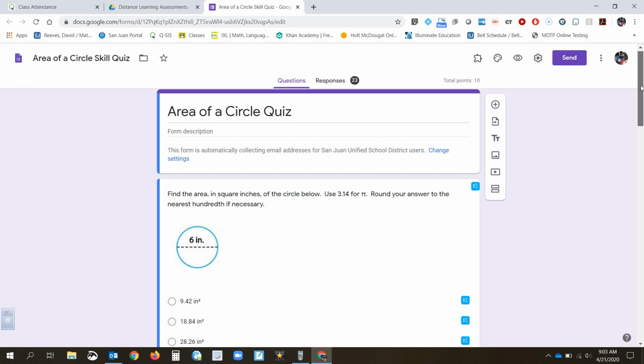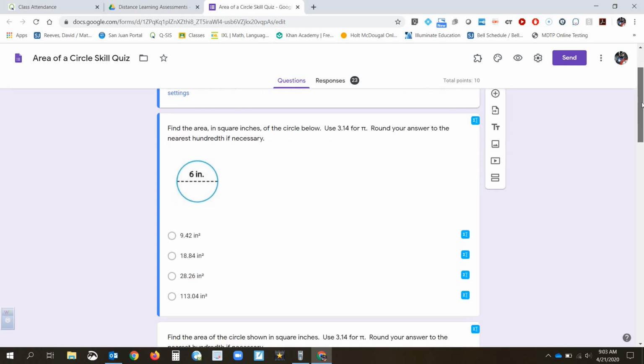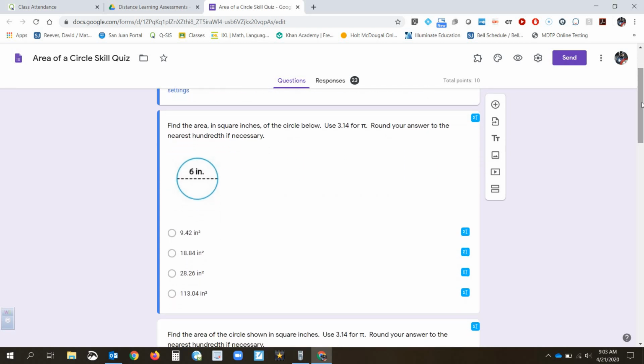All right, so let's go ahead and dive in. Area of a circle quiz. It says find the area in square inches of the circle below. Use 3.14 for pi. Round your answer to the nearest tenth. All right, so let's take a look at these questions. First of all, square inches.